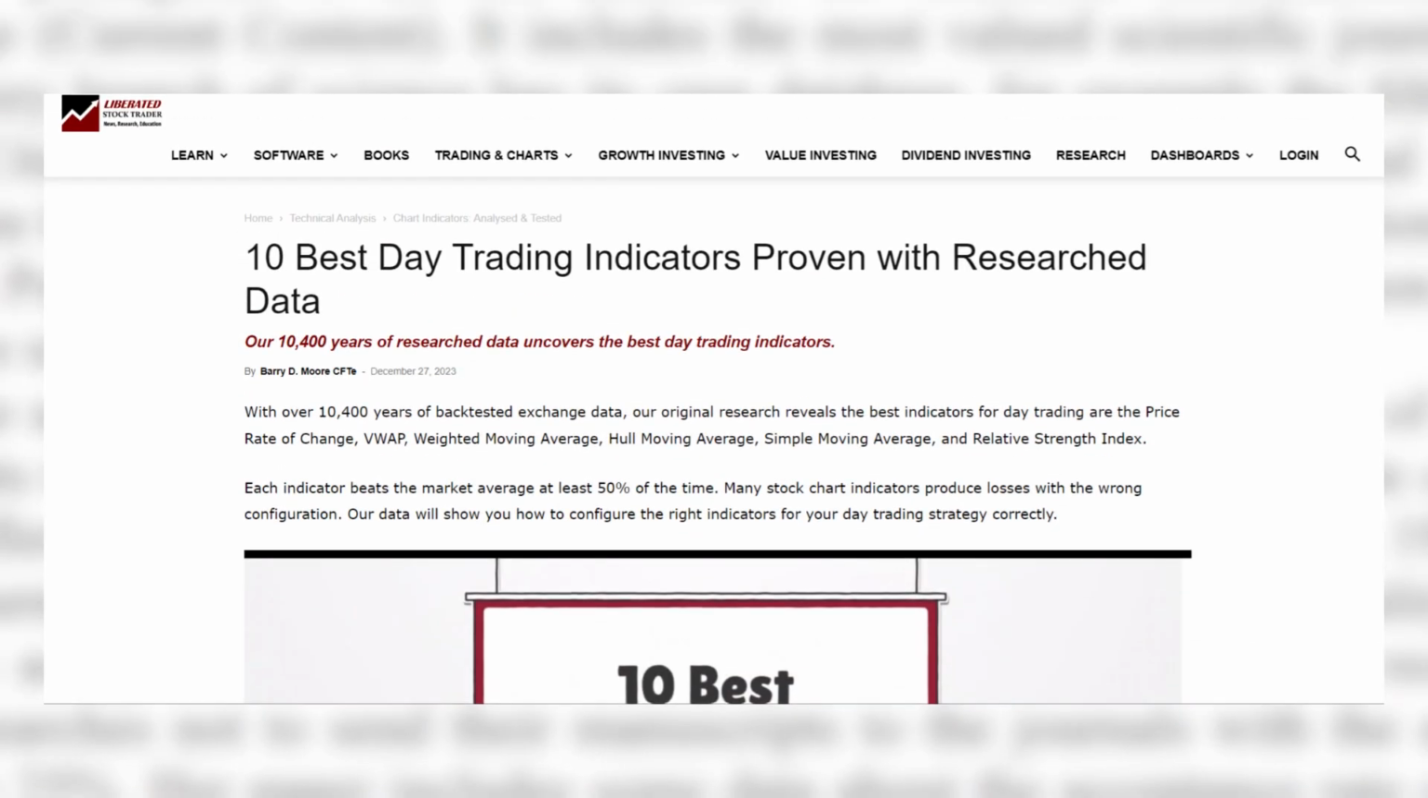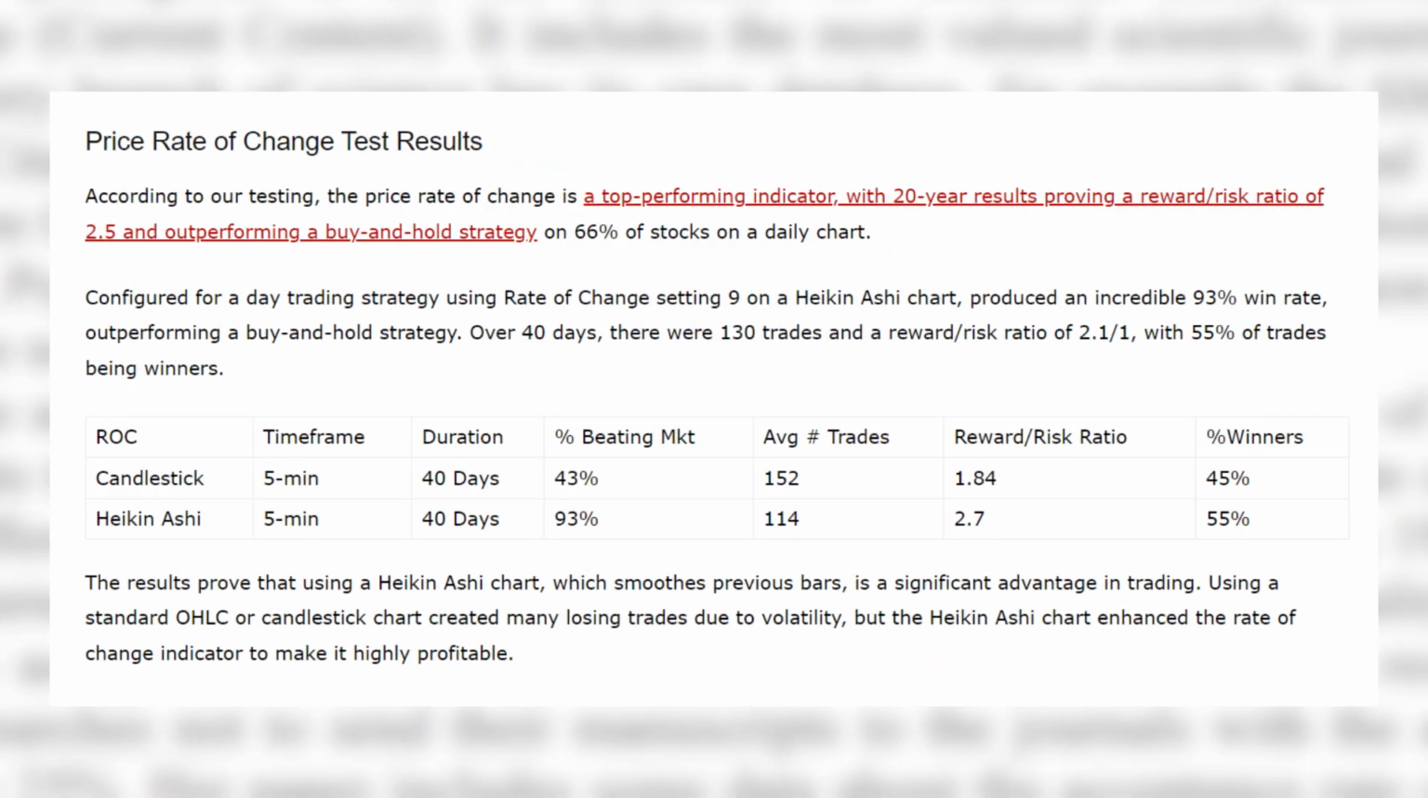Now, a couple of weeks ago, I found this article written by the Liberated Stock Trader, where based on over 10,400 years of data, they provided the 10 best trading indicators for day trading. Now, I already covered the price rate of change indicator, so if you want to check that video out too, make sure to check out the description below. But in today's video, we're going to be discussing the VWAP.